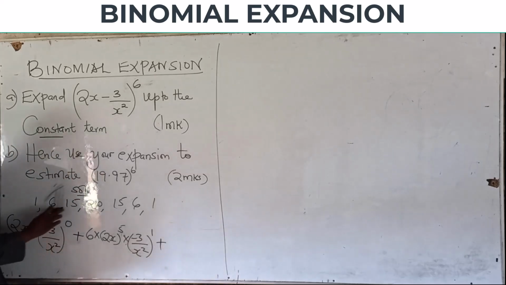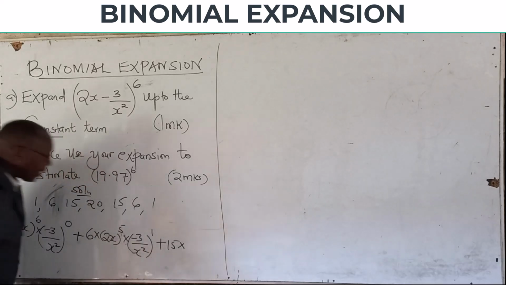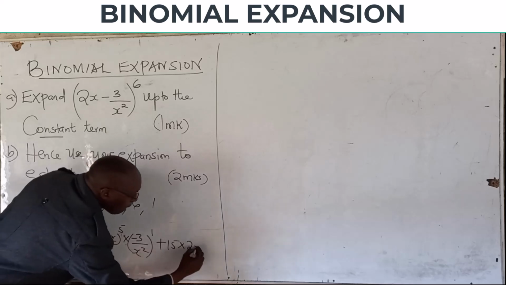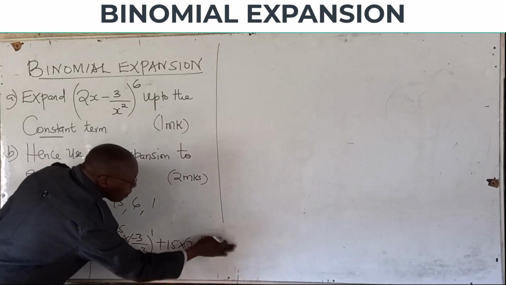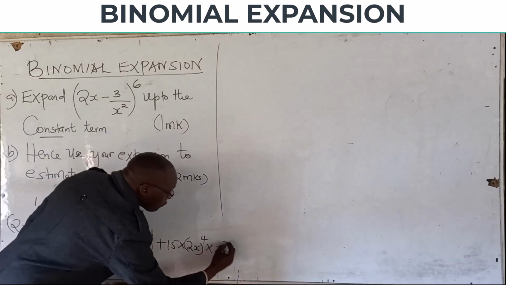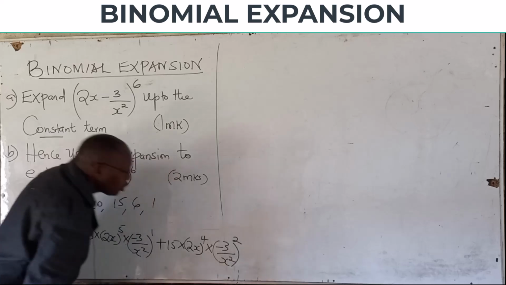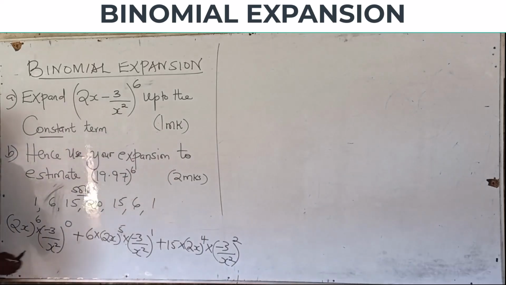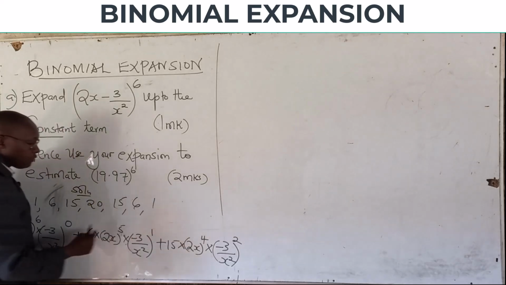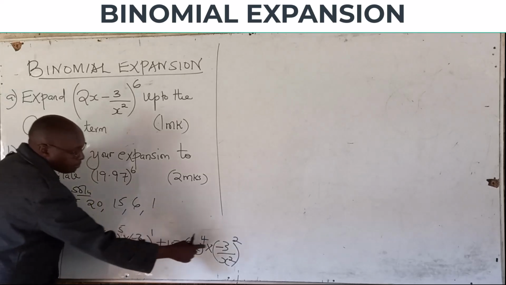The third one has 15 as the coefficient, multiplied by 2x raised to power 4, and then multiplied by the second term, negative 3 divided by x squared, raised to power 2. So you can study how the powers are behaving. From the first term, power 6, power 5, power 4, the first term keeps reducing in power. Then the second term starts from power 0, power 1, power 2, and so on.